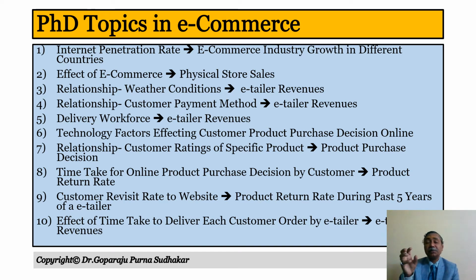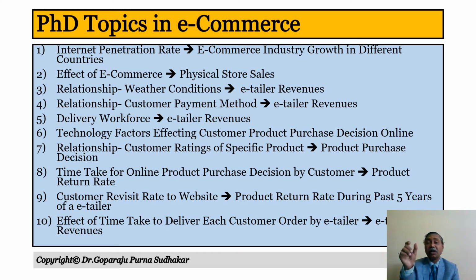Customer ratings of the specific product, what is its impact over the product purchase decision? That means, see, usually for example, if you take Amazon, each product will have customer ratings. These many customers, 50 customers or 60 customers have given a rating, or sometimes 500 customers also will give a rating. Is the number of customer ratings on a specific product related to the product purchase decision? That can be studied, right?